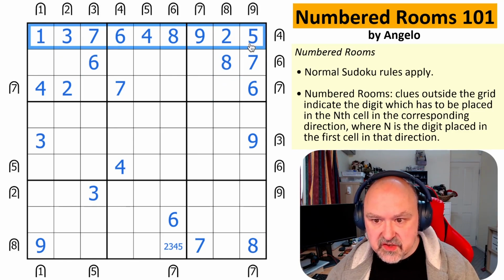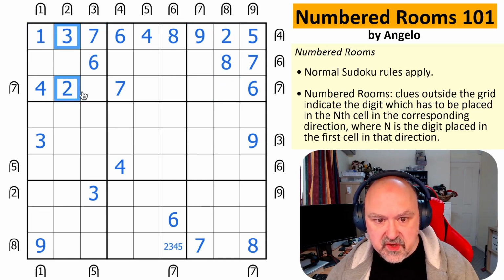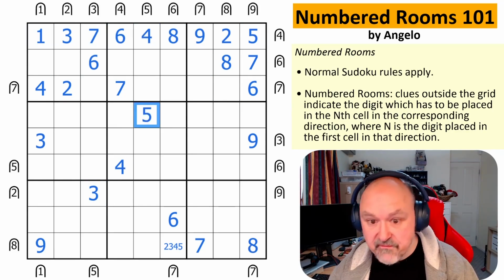And I've got this entire top row. 1 is indexing itself. 3 is putting 2 there. 7 is putting 3 there. 6 is putting 4 there. 4 is putting 5 there. 8 is putting 6 there. 9 is putting 7 there. 2 is putting 8 there. And 5 is putting 9 there.